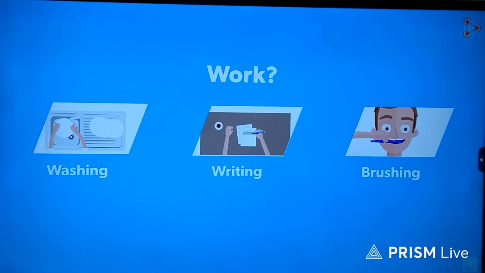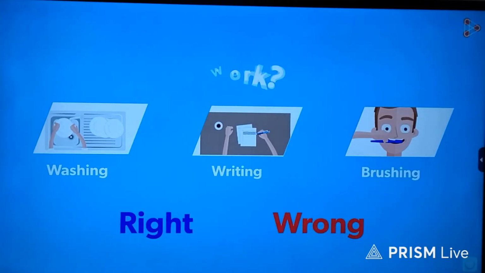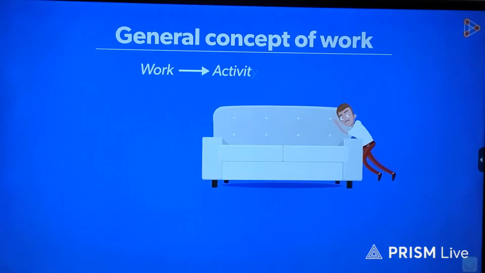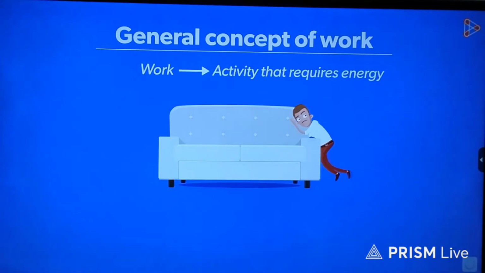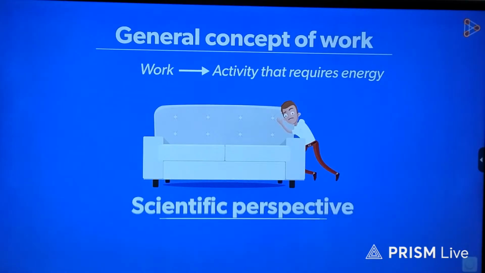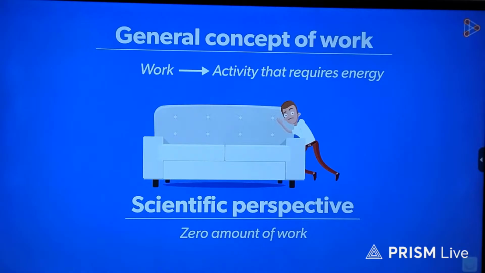If your answer is yes, then you are right and wrong. You are probably wondering, how could you be right and wrong at the same time? Well, let's see why. You are right because the general concept of work could apply to any sort of activity that requires energy. But in the scientific perspective, it is known to be zero amount of work. So what is considered as work in the scientific perspective?